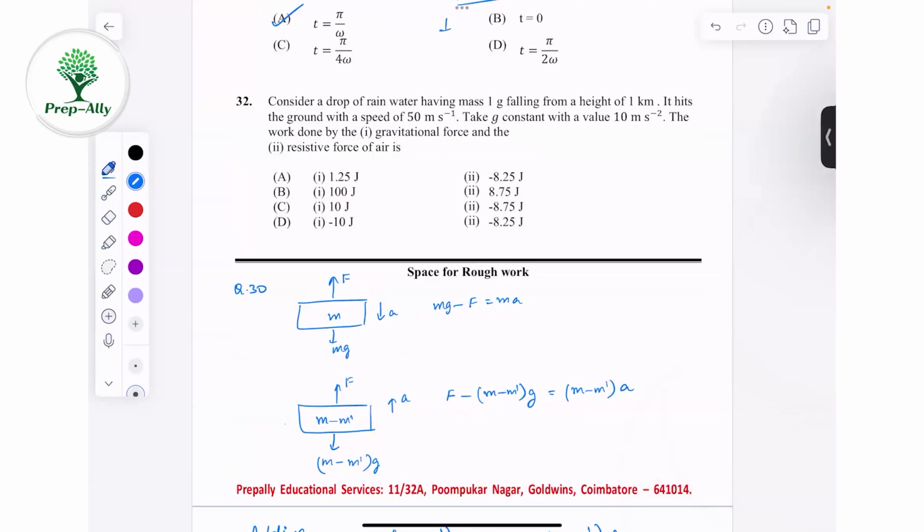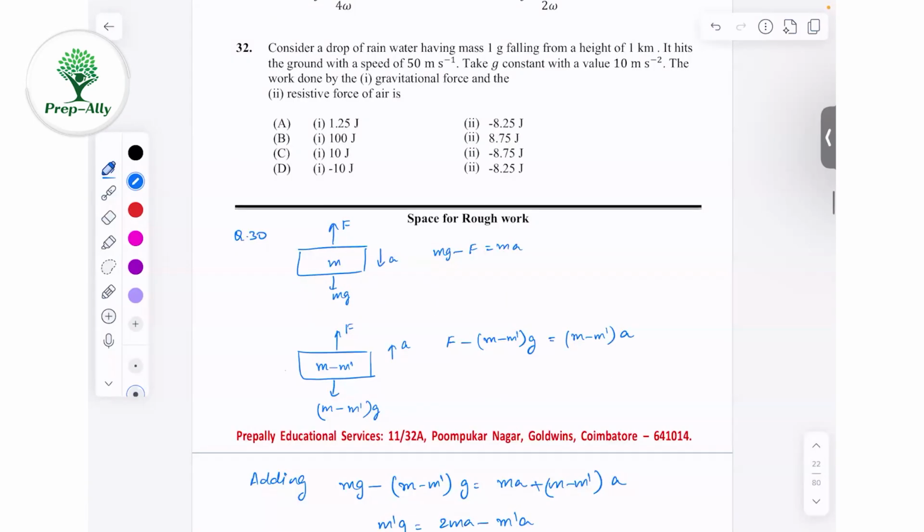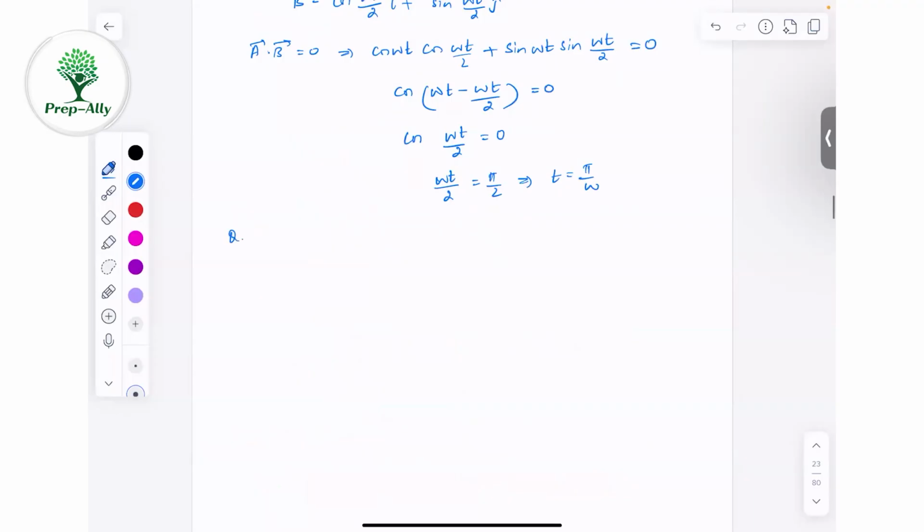Consider a drop of rain having mass 1 gram falling from a height of 1 kilometer. It hits the ground with a speed of 2 meters per second. Taking g constant, find the work done by gravitational force and resistive force of air. Okay. Question 32. Work done by gravity is just going to be mgh. And it is positive because the body is coming down. So mass of the body is 10 power minus 3. g is 10, height is 1 kilometer, it's 10 power 3 meters. So it's just 10 joules.